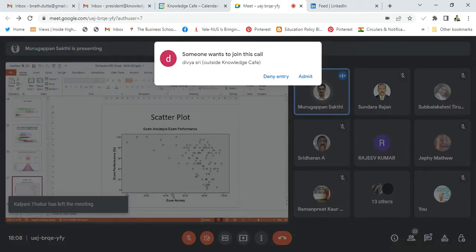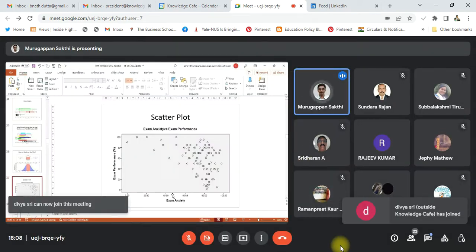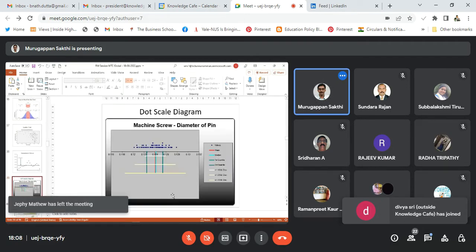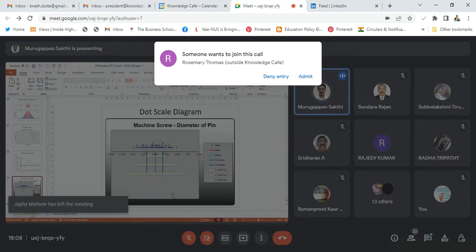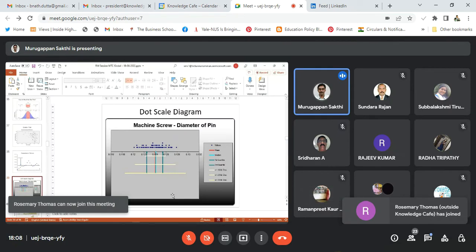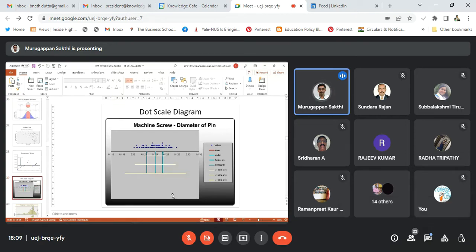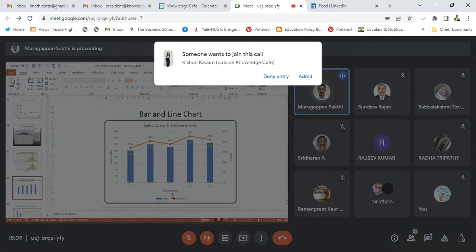The next one we have covered is the scatter plot. When you are talking about two numeric variables, we can apply a scatter plot. The scatter plot helps us read the movements of the two variables. The next one is the dot scale diagram. This dot scale diagram is a very helpful tool to identify outliers, whether the data lies within the 1 sigma level, 2 sigma level, or 3 sigma level. In detail, yesterday we covered this. Followed by that, we covered the histogram, and followed by bar and line charts. Already we are using them extensively.